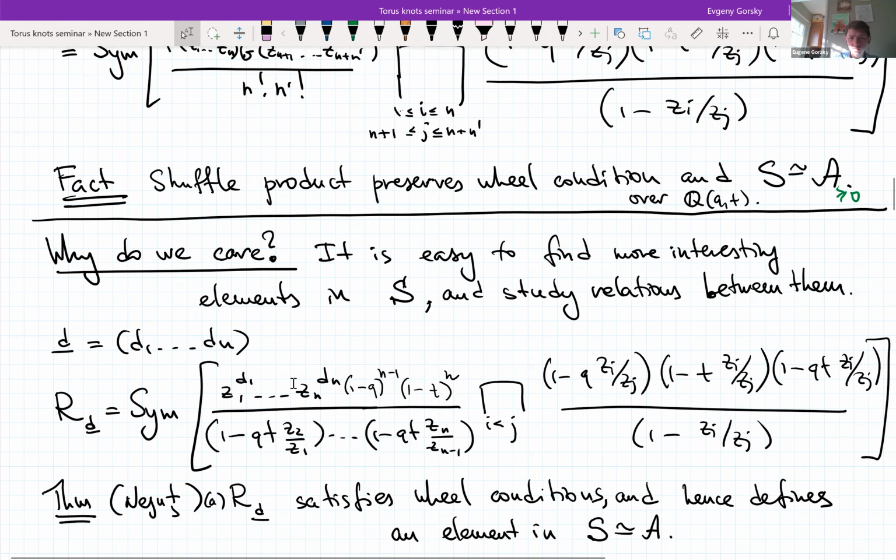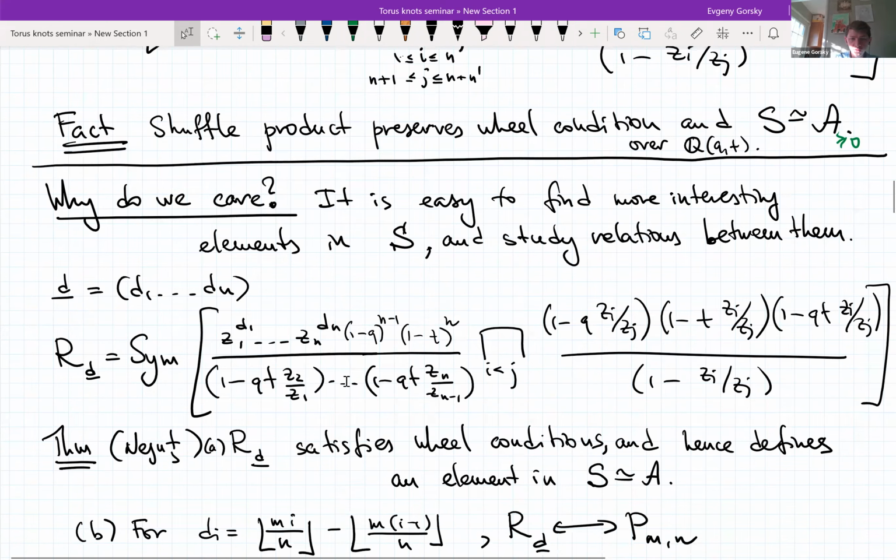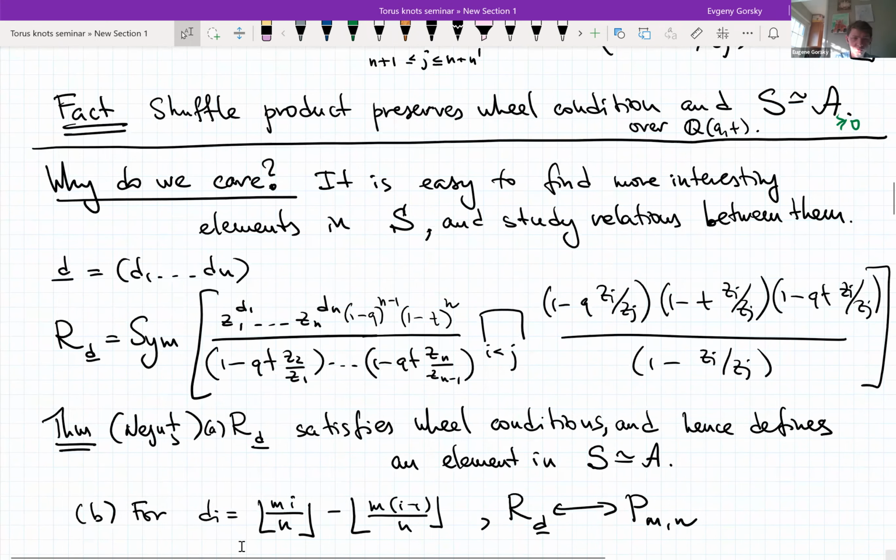and it depends on this integer vector of g's. And moreover, if we choose a very specific vector of g's, so g's are this integer part of m i over n minus m i minus 1 over n that some of you have seen before, then for this specific vector of g's, this element R_d of the shuffle algebra matches the generator P_mn of the elliptic algebra under the isomorphism.